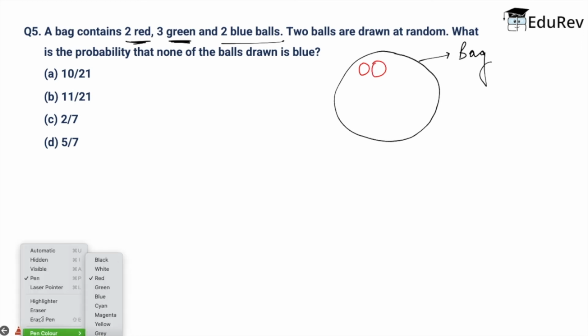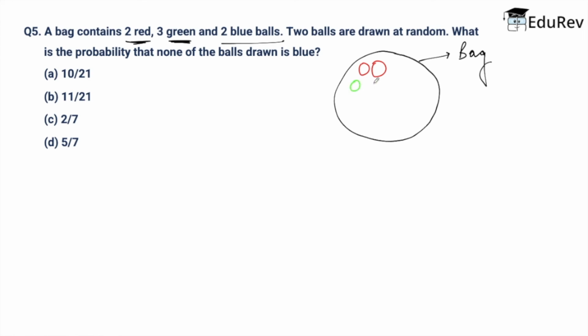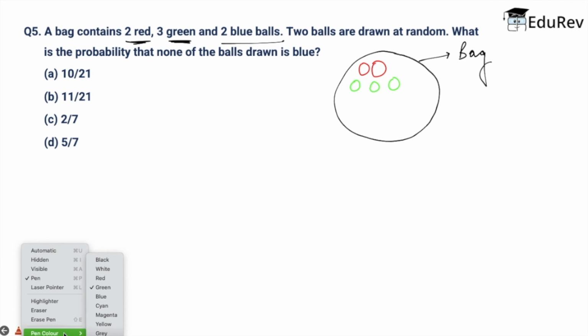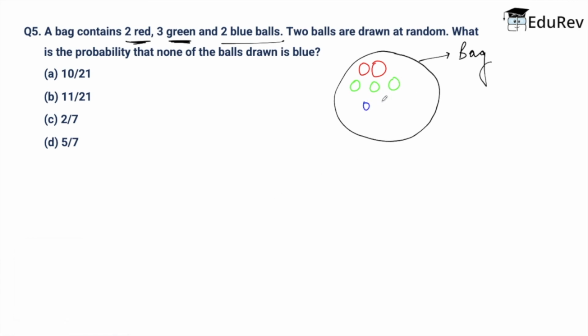Let's suppose this is the bag. Okay, so this is a bag. And we have how many red balls? Let me just draw it. So we have 2 red balls. Then we have green balls, that is, we have 3 green balls. And then we have 2 blue balls.